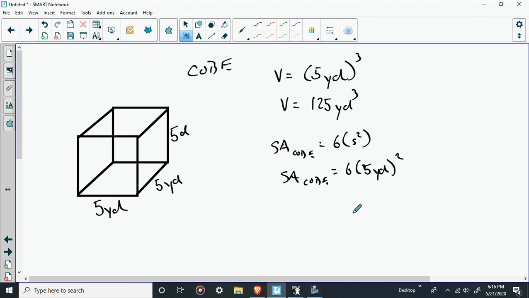So in this case, it's 6 times 5 yards squared. 5 yards squared is 25, so 6 times 25 yards squared. And 6 times 25 is 150 yards squared, right? So 25 on each side. So 25 here, 25 on the back, 25 on the front, 25 on the bottom, 25 on the left side, and on the top. Okay, so 25 on each side is going to give you 150.